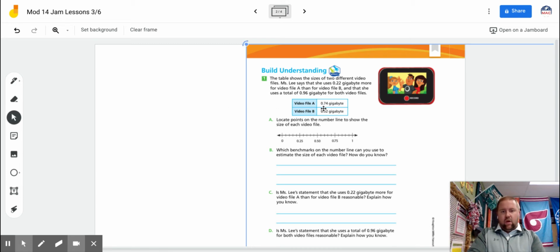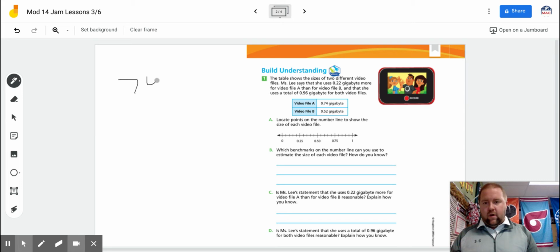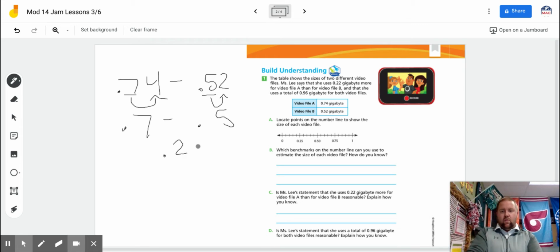So if we're looking at reasonable, let's look at these. We have 74 hundredths and we have 52 hundredths. If we wanted to do an estimate here, we could round to the nearest tenths place. So we have 74 hundredths, and we are subtracting 52 hundredths. If we round to the nearest tenth, this would be 7 tenths. This would be 5 tenths. 7 tenths minus 5 tenths is 2 tenths. So we say 2 tenths, and then we have 22 hundredths. Well, if we put a 0 behind, which is always allowed, that's 20 hundredths and 22 hundredths. So is the estimate of 22 hundredths gigabyte reasonable? Yes, it is definitely reasonable.